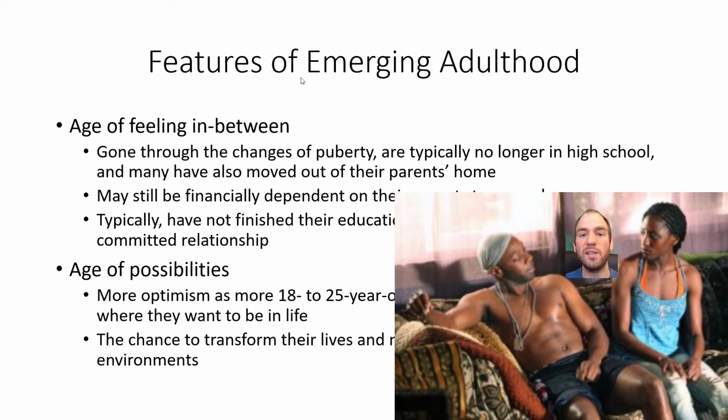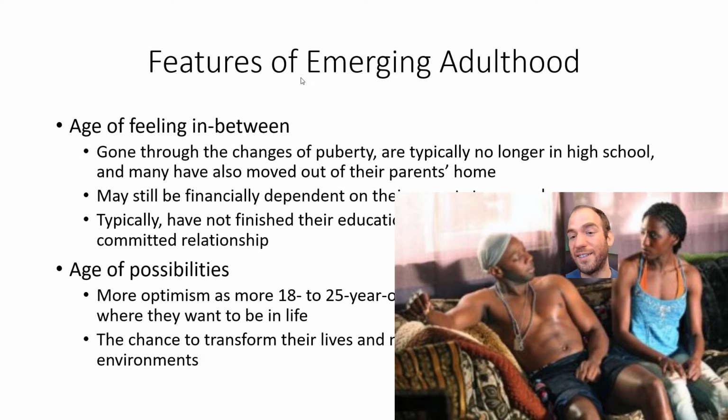So in between, being caught in between. You graduated high school, maybe you work a job, but you also live at home, or you don't work a job and you're still going to college, for example. So it's kind of straightforward here. You're in this transition period between having more adolescent roles and more adult roles. That's emerging adulthood. And then the age of possibilities.